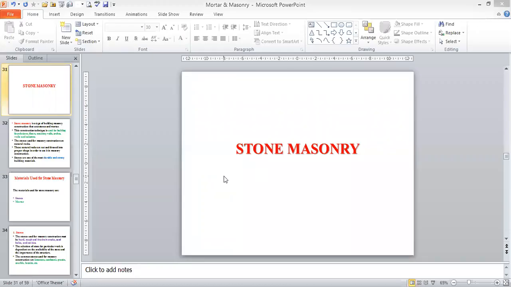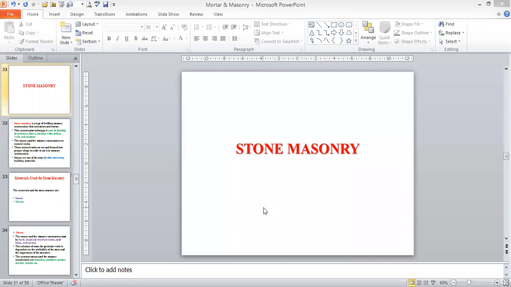Good afternoon, and today's class will start with stone masonry, and this is in Unit 4. In today's class, we are going to discuss what is meant by stone masonry, what materials are used for stone masonry, and what the different types of stone masonry are, so that they can be used in construction.